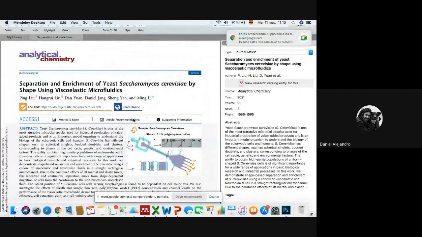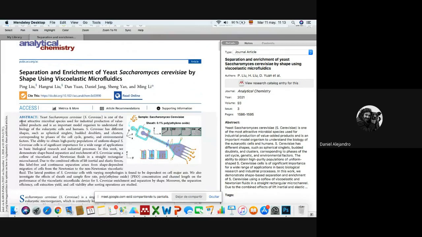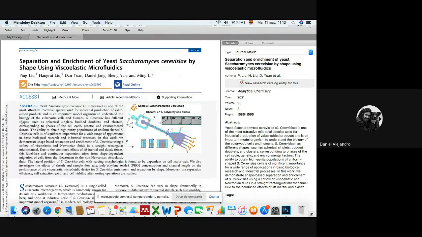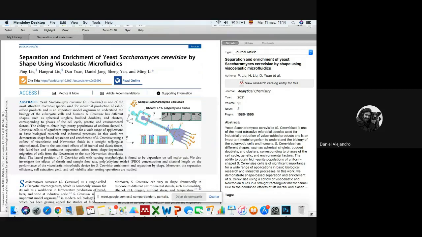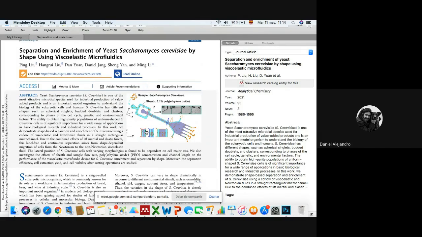I'm going to show you this paper called Expression and Enrichment of Yeast Morphology as a Recipe Shape Using Viscoelastic Microfluidics. In this paper, they try to show how a non-Newtonian fluid can be used to separate the different stages of shapes of the yeast in a microfluidic device.